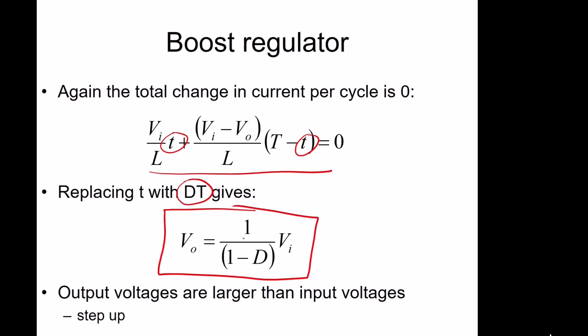So in this case, it's a slightly different transfer function, and because d is between 0 and 1, this denominator term is going to be less than 1, and therefore the output is going to be larger than the input. So it is stepping up the voltage in this case.